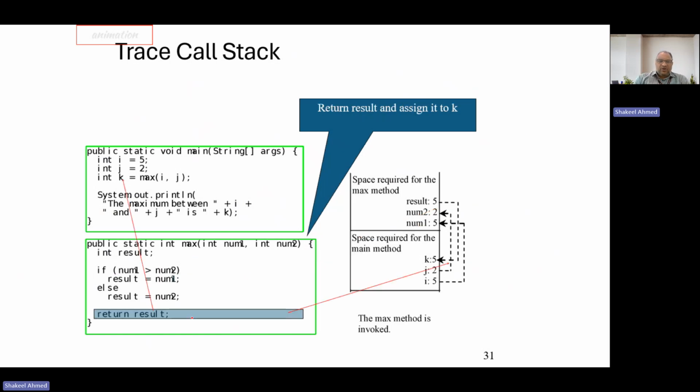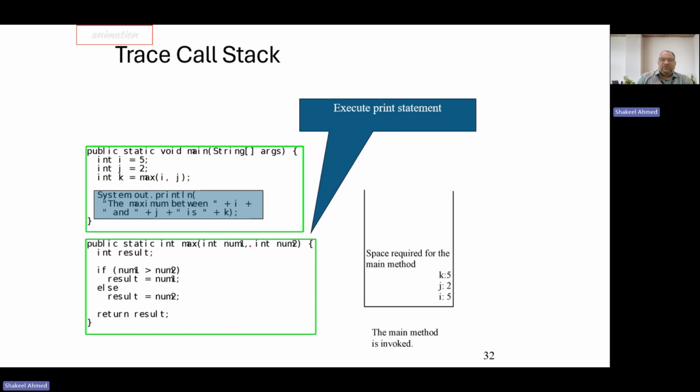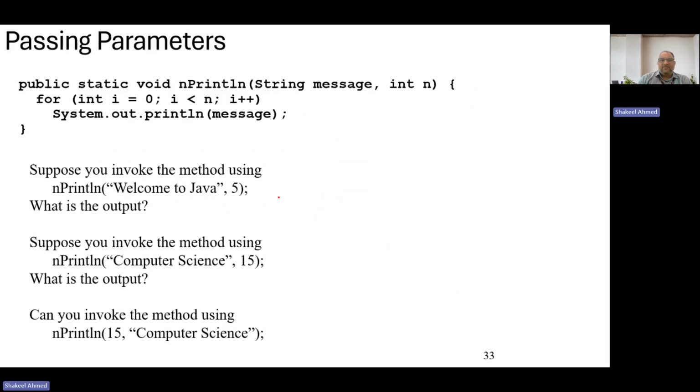At the end, because result is returned, the program where it is calling max of i comma j, and the return type is integer, the result will be stored in k. So you have i, j, and k as the program output after executing this program. Then the print statement will be executed, and you get the output in that format.